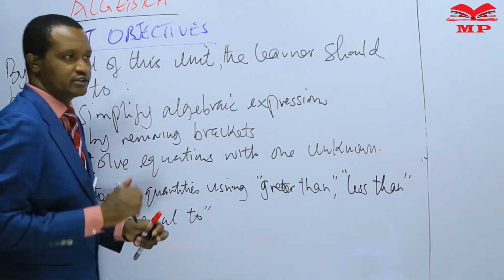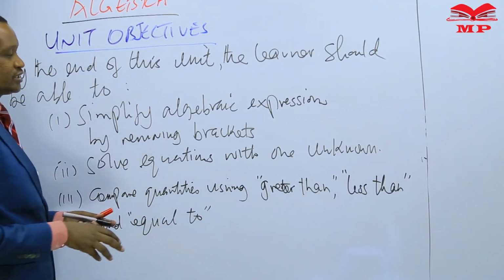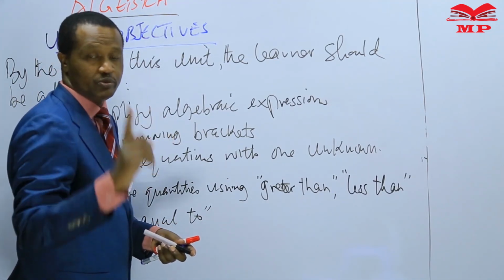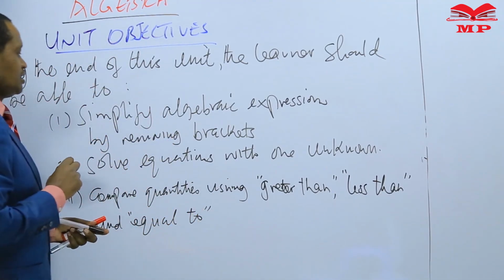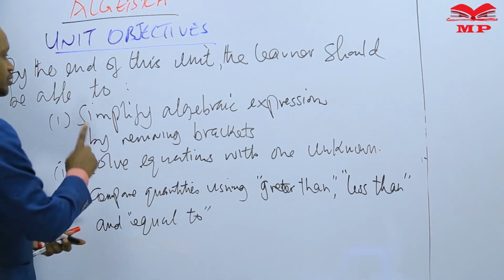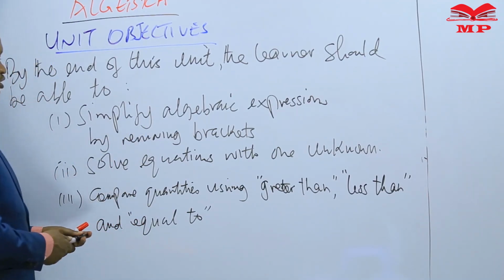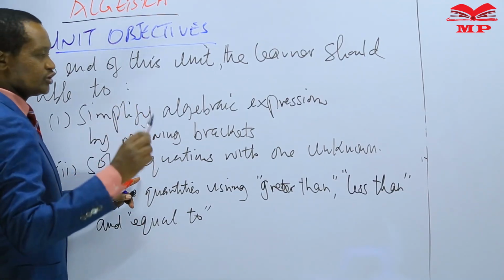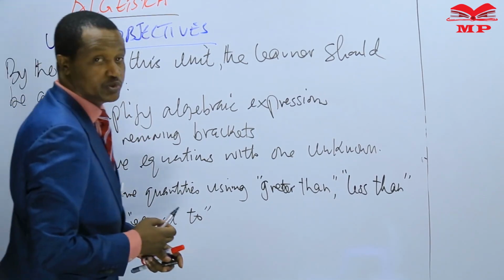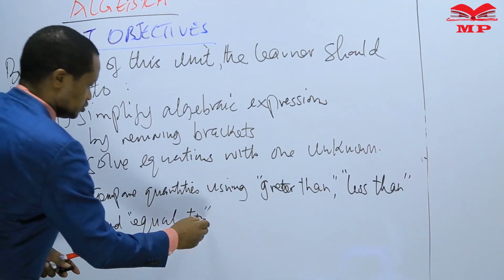These are 3 what? Objectives. When we complete this topic, these are the 3 things that you should be able to do. And I will help you in being able to do these three things. Number one, simplify algebraic expressions by removing brackets. Number two, solve equations with one unknown. Number three, compare quantities using greater than, less than, and equal to.